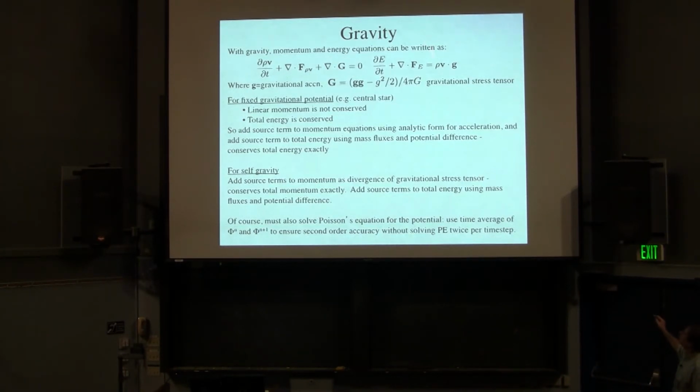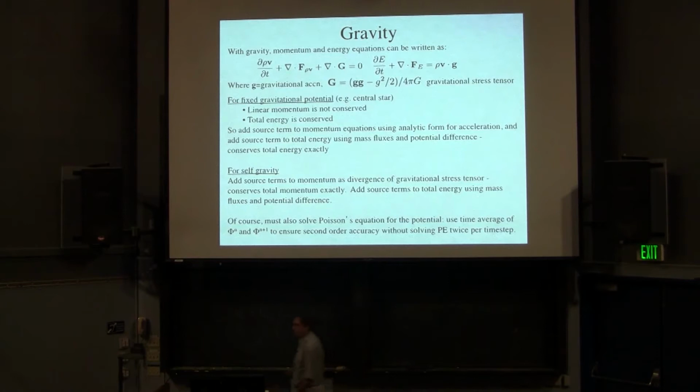In the energy equation, the appropriate energy term is rho v dot g. This is not written in conservative form. This is a source term. I'll get to that in just a second. So if you have just a fixed gravitational potential, linear momentum is not actually conserved, but total energy is. So since momentum is not conserved with a fixed potential, you can just add in the source term. You can either write it in this divergence form, or you could add it in directly. You're not conserving total momentum anyway with a fixed gravitational potential.